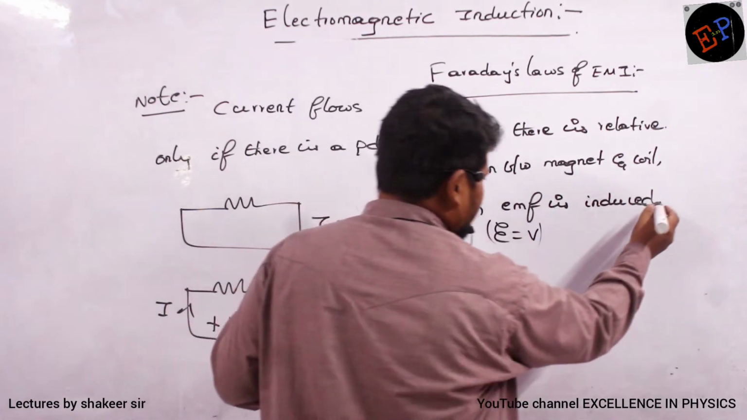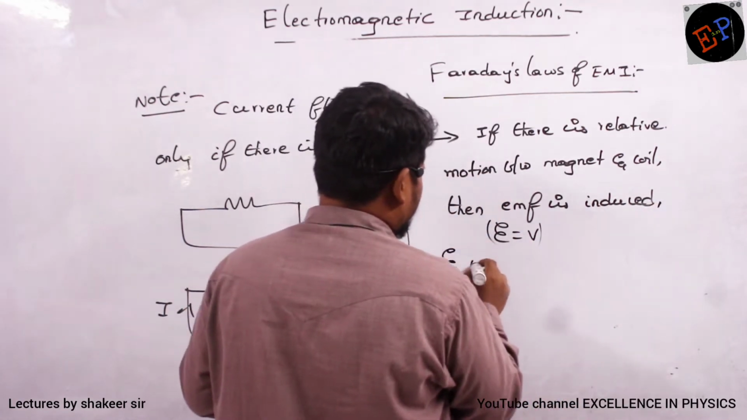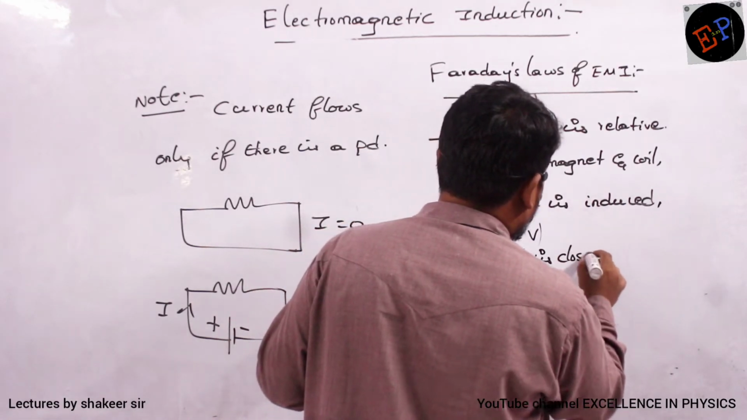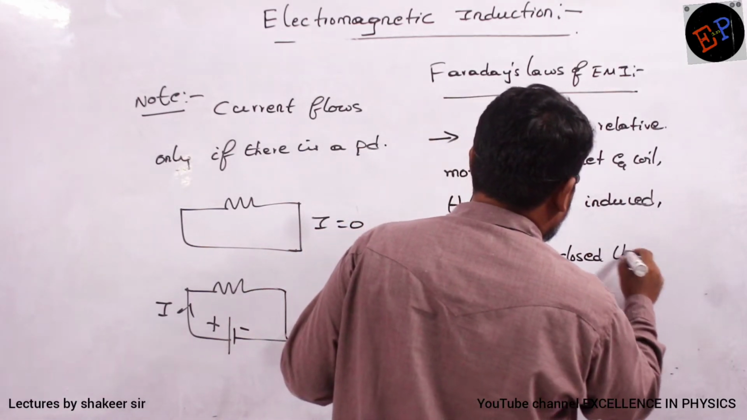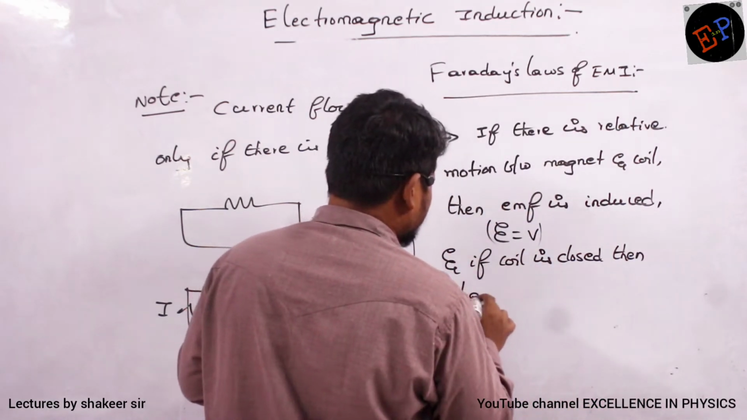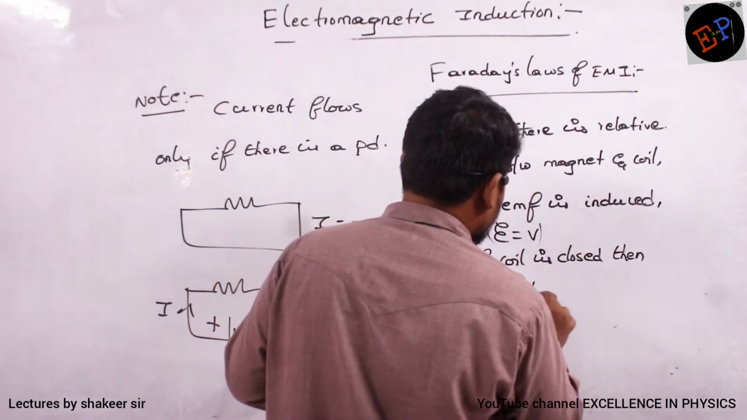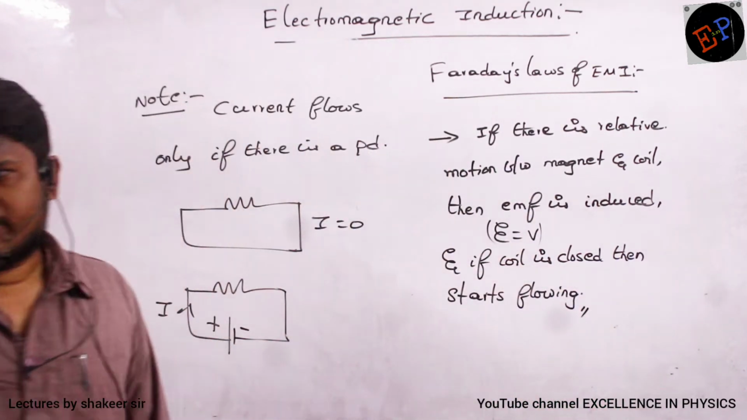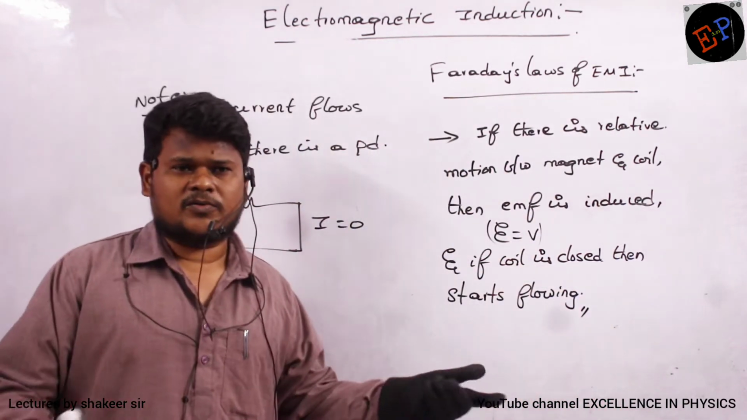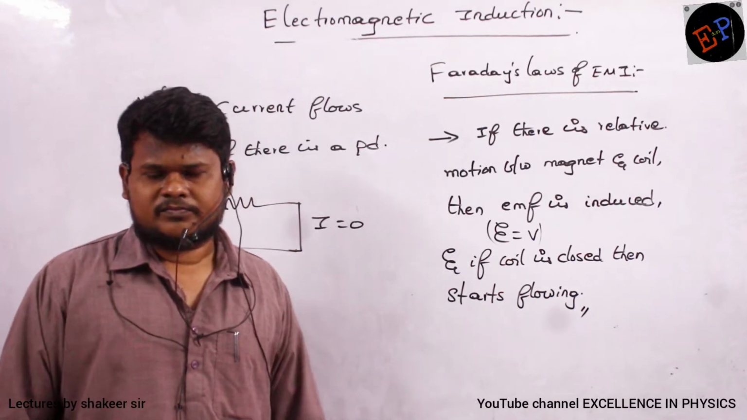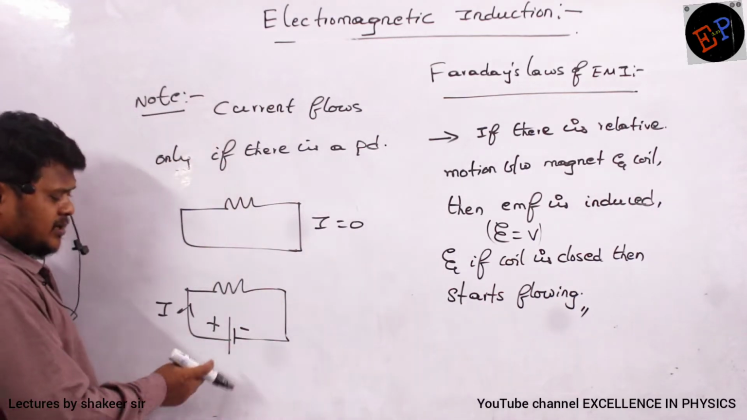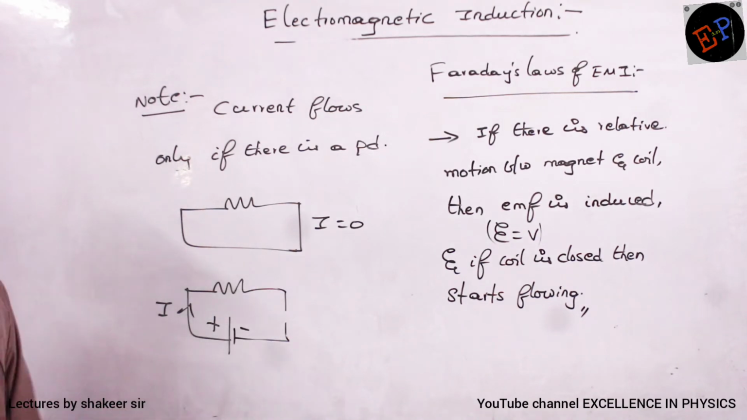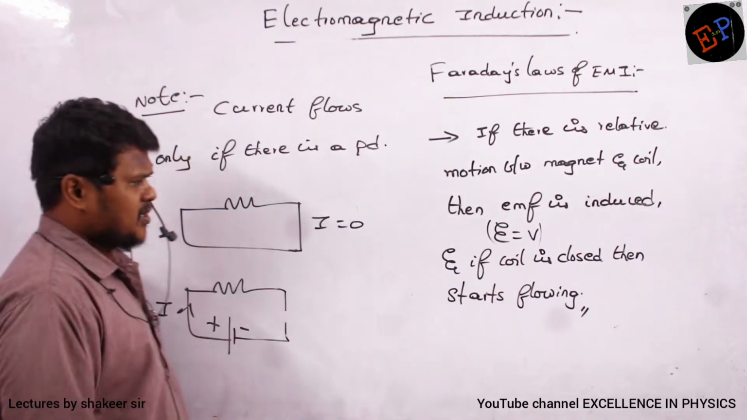And there is some continuation also. And if coil is closed, clear? Then current starts flowing. Are you able to understand? See, if EMF is induced and if coil is an open circuit, then current cannot flow, no? See here, I am connecting a battery and here I have opened the circuit. Now can current flow? Current cannot flow.